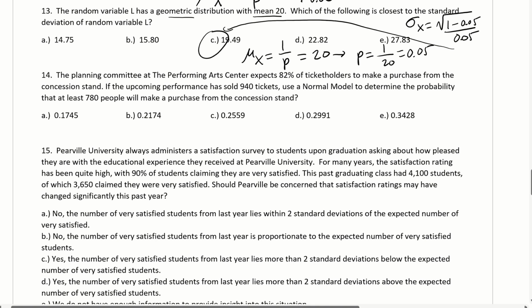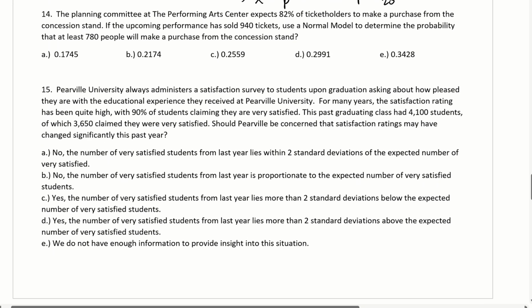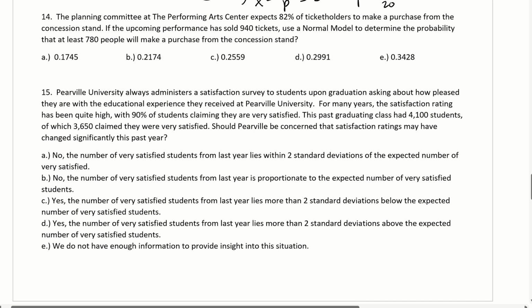All right, 14. The planning committee at the Performing Arts Center expects 82% of ticket holders to make a purchase from the concession stand. If the upcoming performance has sold 940 tickets, and it says 82%, so 0.82.